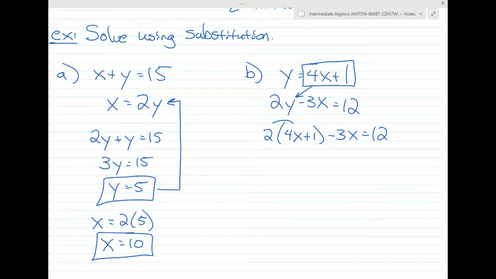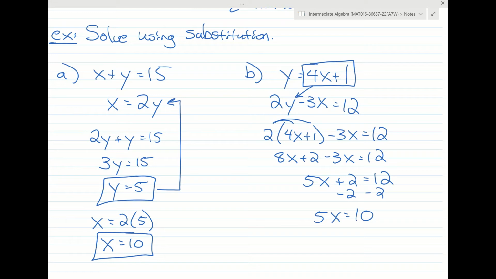Let's just finish this. 8x plus 2 minus 3x is 12. 8x minus 3x is 5x. Let's kind of start wrapping this up here. Trying to get x by itself, we could subtract the 2 and divide by 5. So x would equal 2.